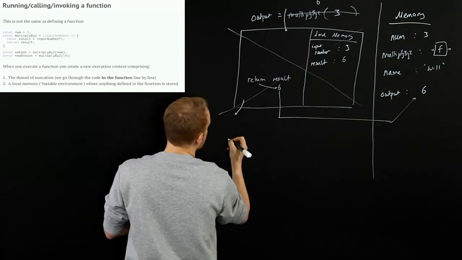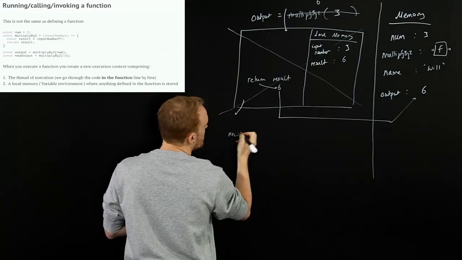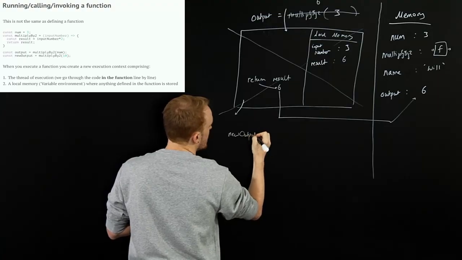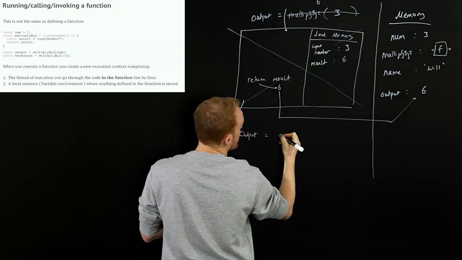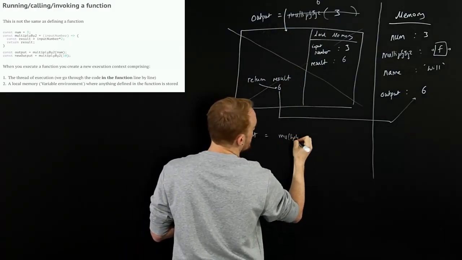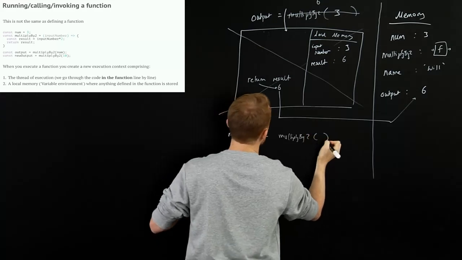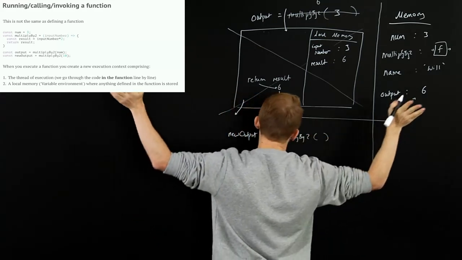Next line, we now come back out to global where we declare new output is the return value of running multiplied by 2 again. This time, people, with the input of, everyone together?